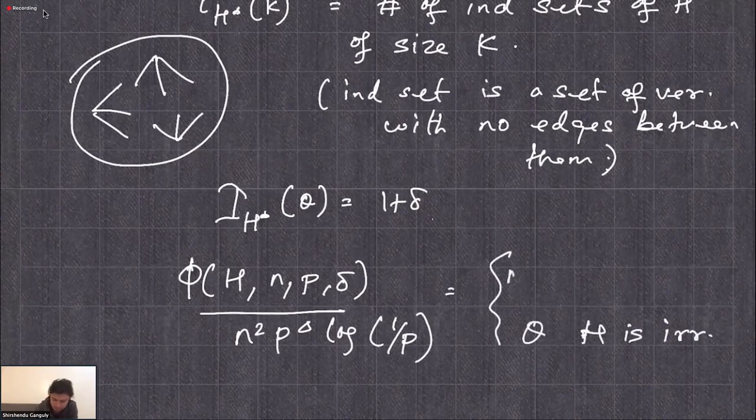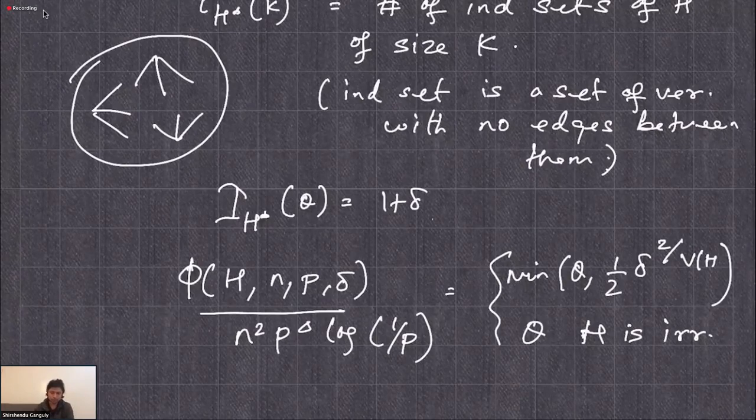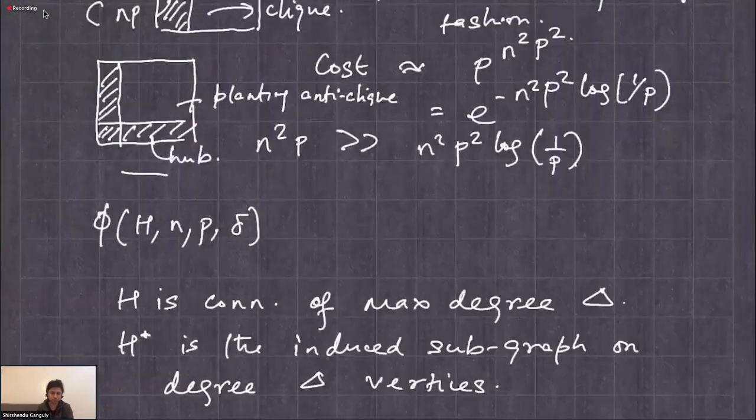If H is irregular, it's the minimum of two things: the minimum of theta and 1/2 delta to the 2 over the size of H. Okay, it's a complicated looking thing, but it's not super important. But basically what it means is the following. There are two things here, and the solution is the minimum of them. So the two things actually correspond to these two constructions.